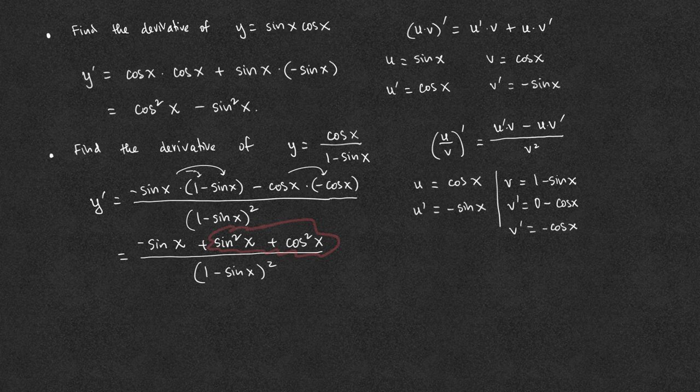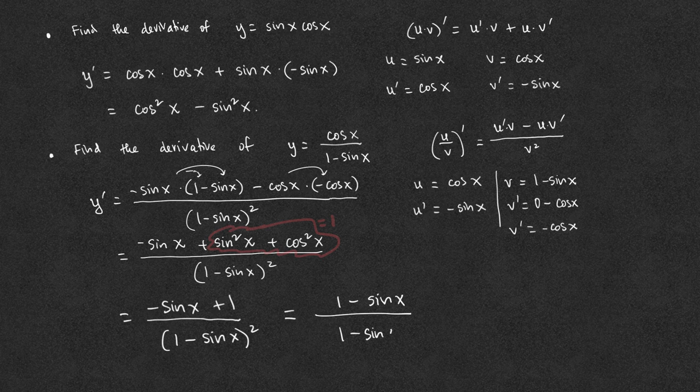Now we notice that in the numerator, sine squared of x plus cosine squared of x is the famous identity in trigonometry, which is 1. And so we write the numerator as negative sine of x plus 1, and the denominator is 1 minus sine of x squared. But in the numerator, we can write this as 1 minus sine of x, and the denominator is 1 minus sine of x, the whole quantity squared.